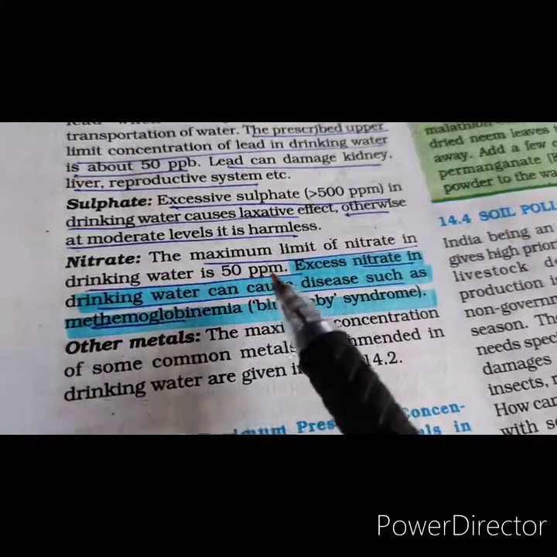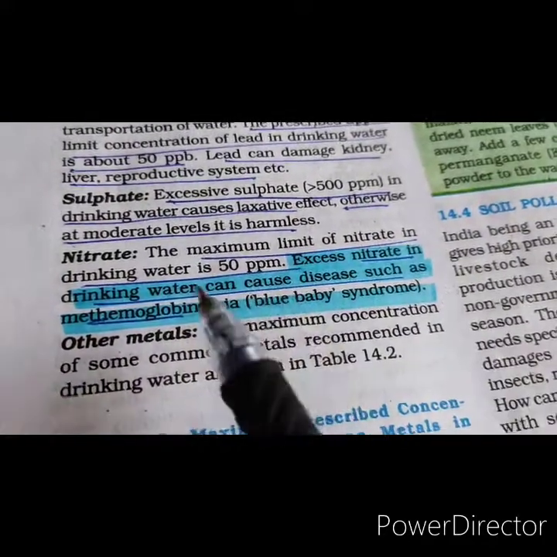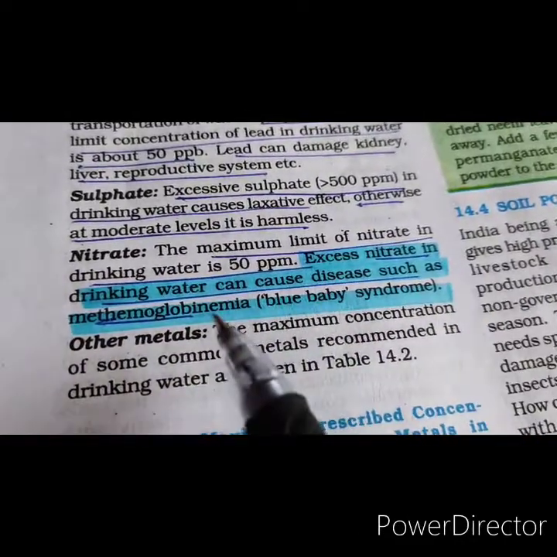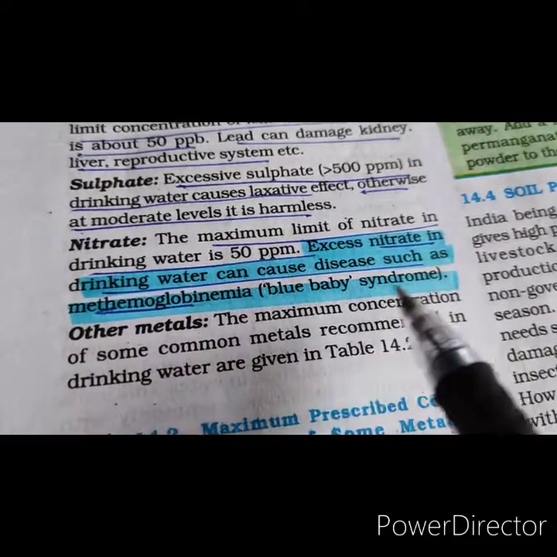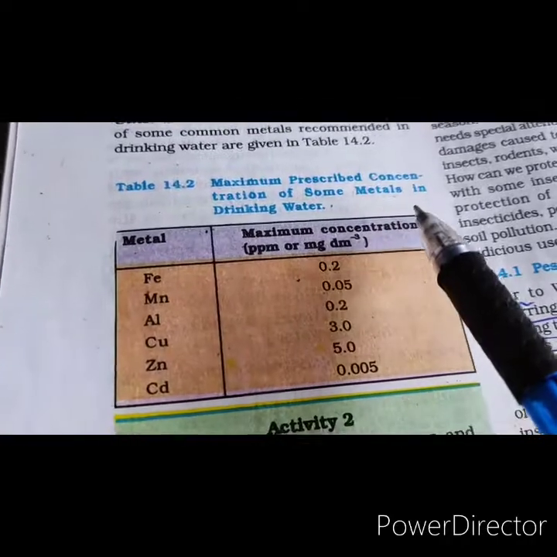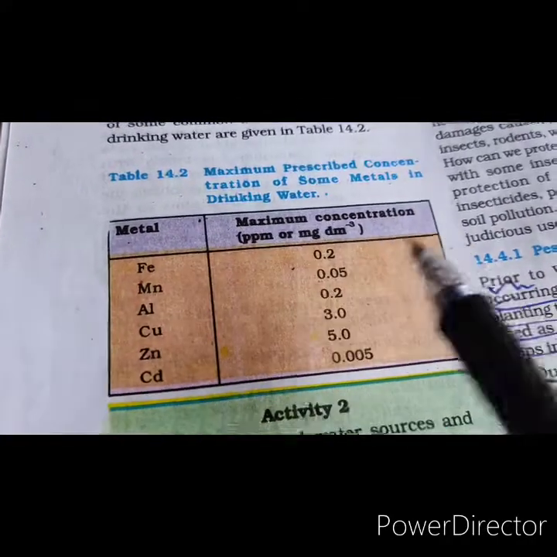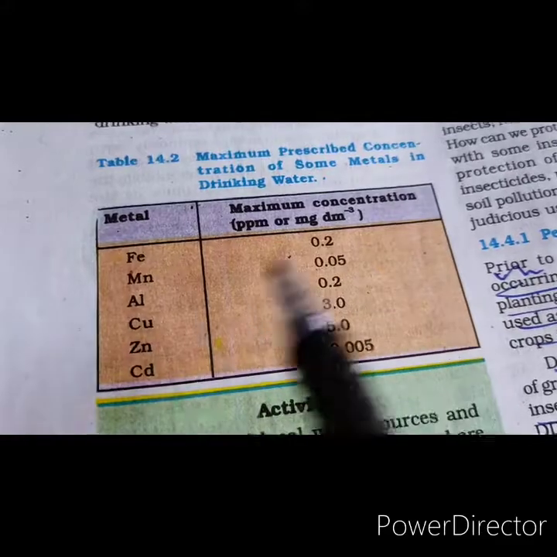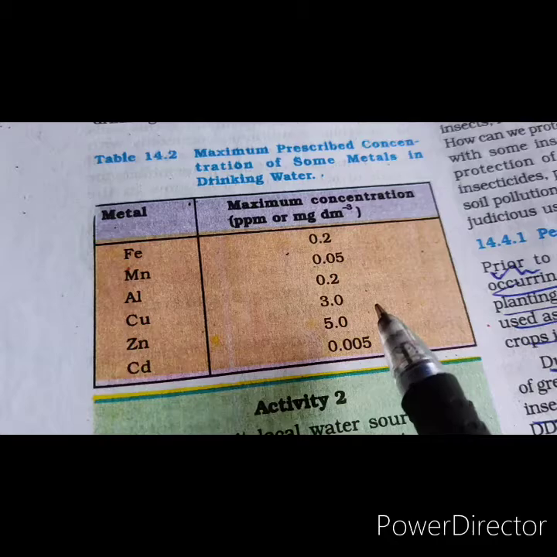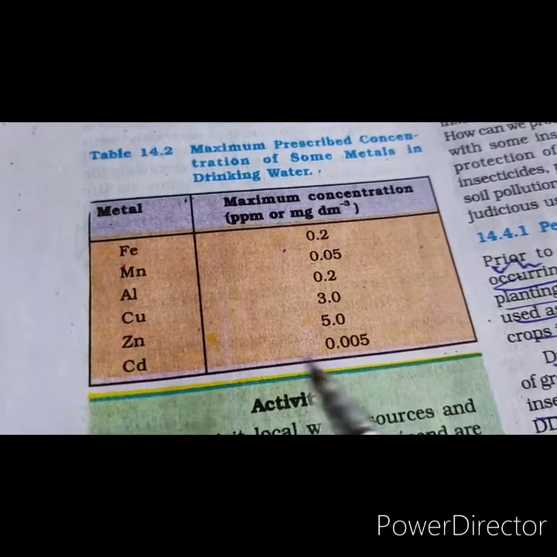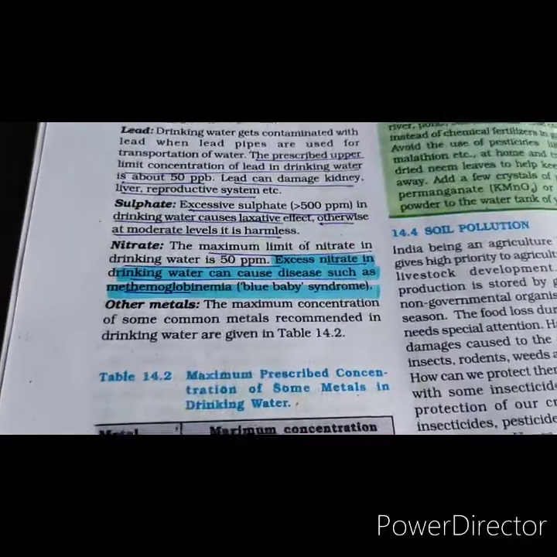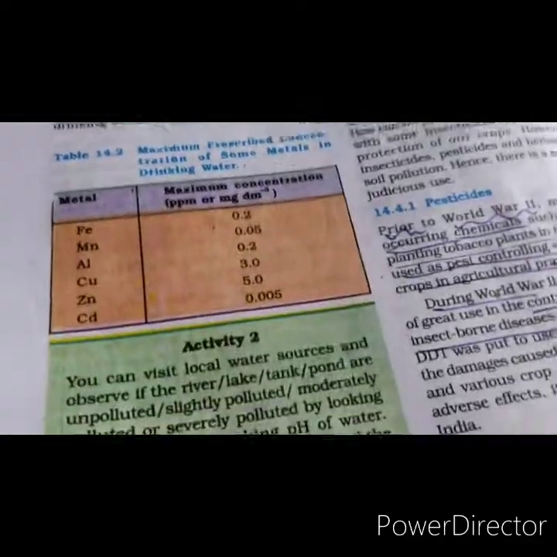Then we come to nitrates. The maximum limit of nitrate in drinking water is 50 parts per million, and excess nitrate in drinking water can cause blue baby syndrome. Then we can see the maximum prescribed concentration of some metals in drinking water. Iron should have 0.2, manganese 0.05, aluminium 0.2, copper 3, zinc 5, cadmium 0.005. Please note these concentrations. They can come in multiple choice questions.